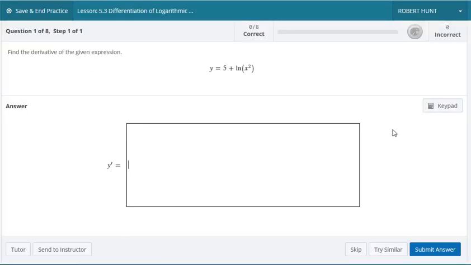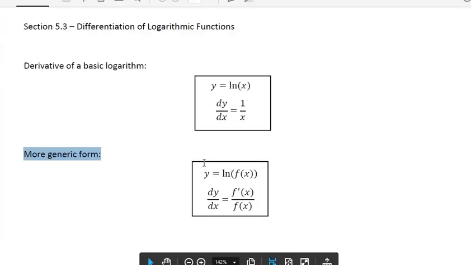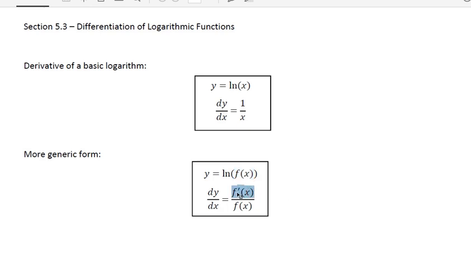You should have a question like this as your first homework question. Find the derivative of 5 plus the log of x squared. Well, the derivative of 5 is 0, so that's gone. We need to look at the log of x squared, though. So we're going to use the second form of the derivative of a log here. Again, the derivative of a log is a fraction. The bottom of the fraction is whatever you're taking the log of, and the top is the derivative, f prime, of the bottom.